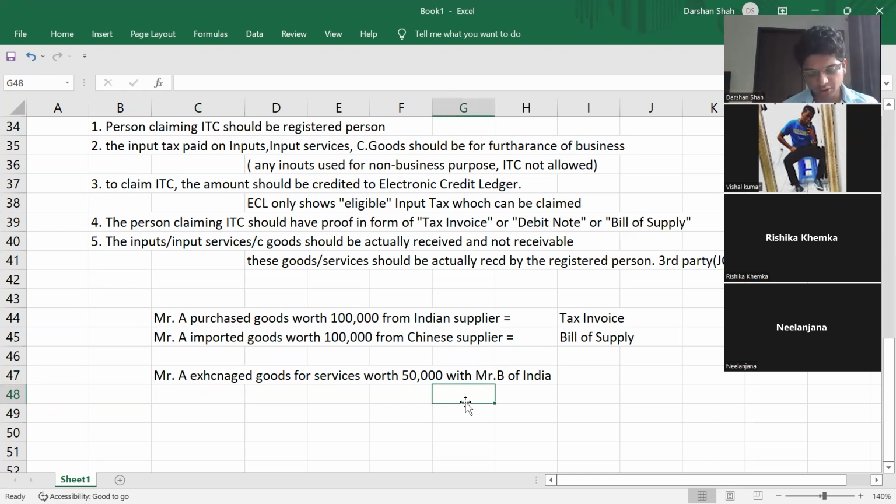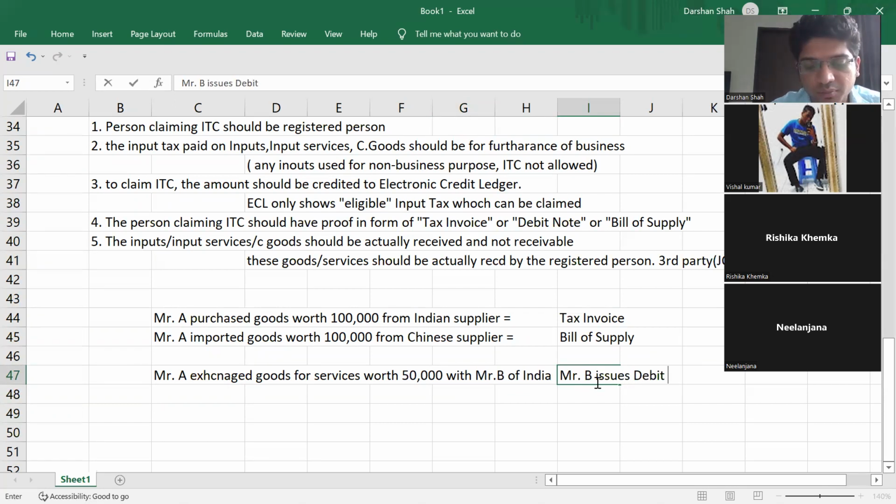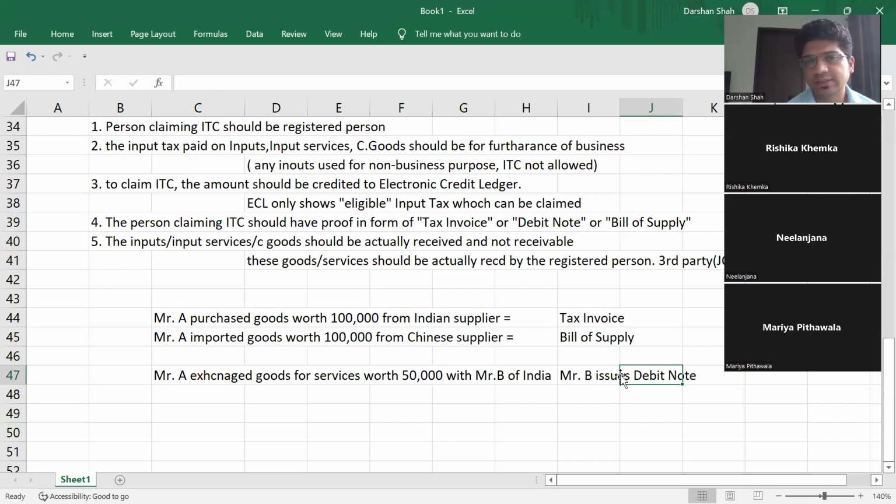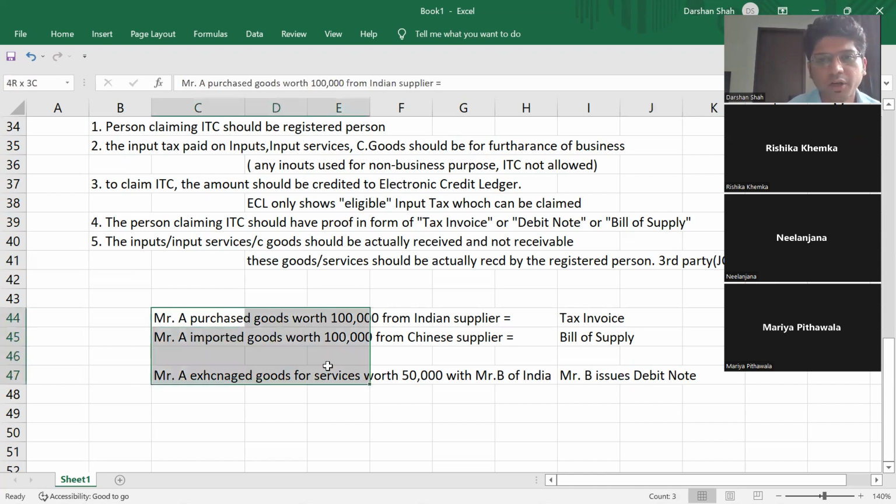So in that case, Mr. B is a supplier. What will Mr. B issue? In this case, Mr. B issues a debit note. Debit note also will have tax, right? Debit note will also have input GST. That input GST also you can claim in your books of accounts. Understood now? Point number 4.